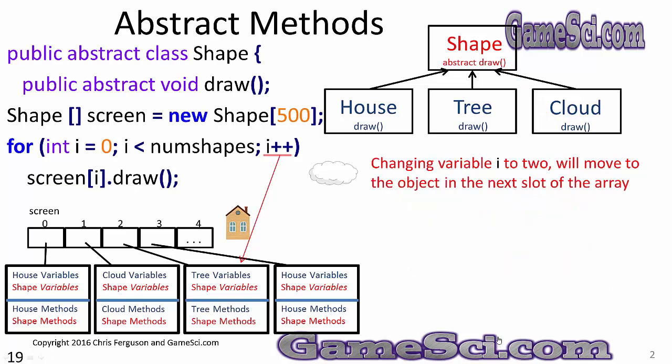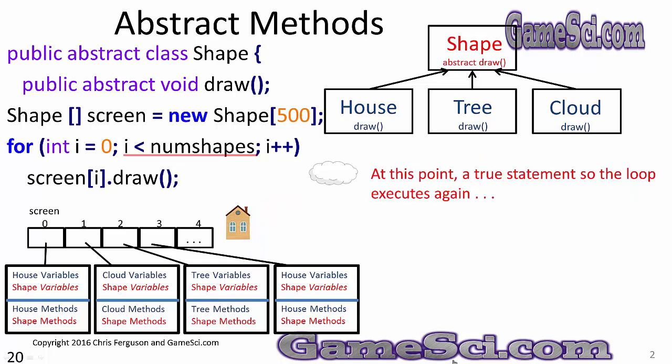I++ will change the variable I to 2 and we'll move to the object in the next slot of the array. As soon as we advance I, we're advancing to this third object, the one in slot 2. I less than num shapes. At this point, this is still a true statement because we have plenty more shapes left to go. So the loop will execute again.